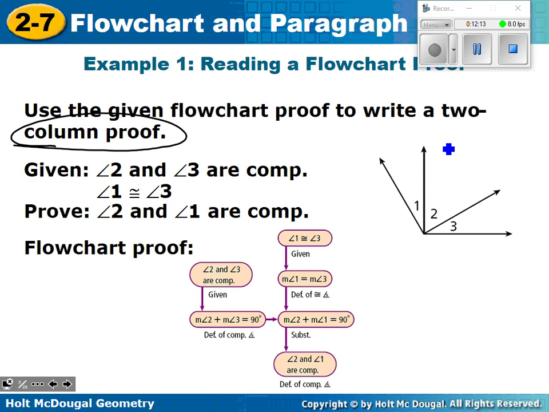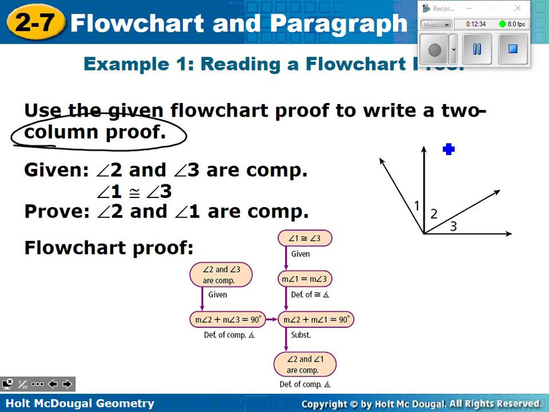And once again, remember that those definitions are biconditional. They go both directions. So if they add to be 90, then they're complementary. And vice versa. If they're complementary, then they add to be 90. So it can go both directions. Easy?